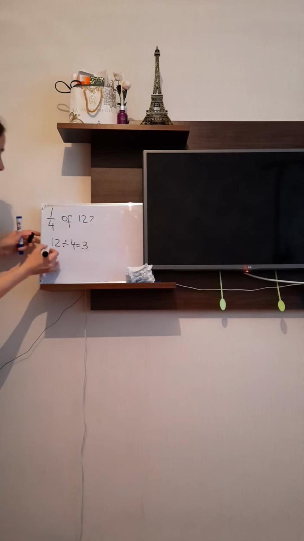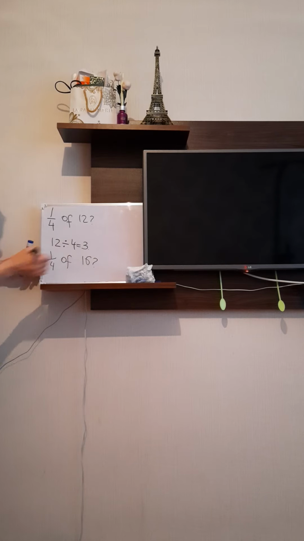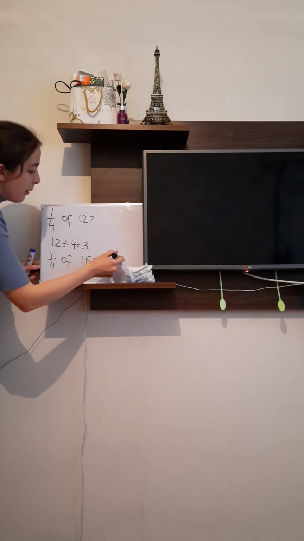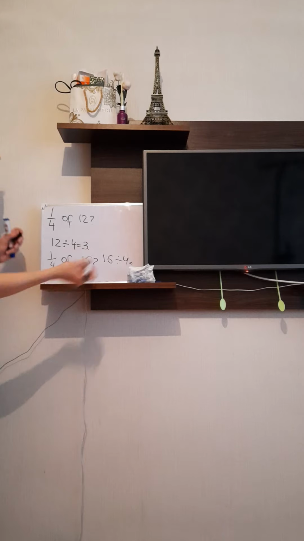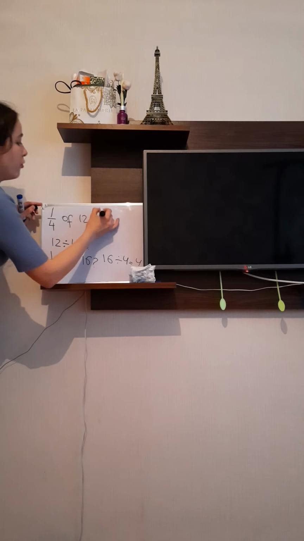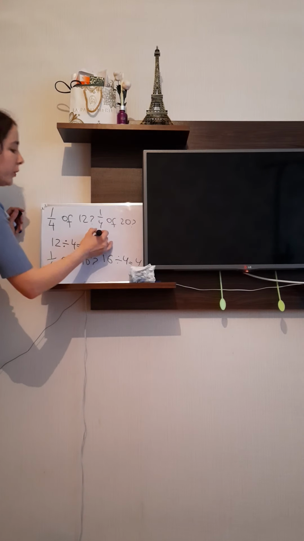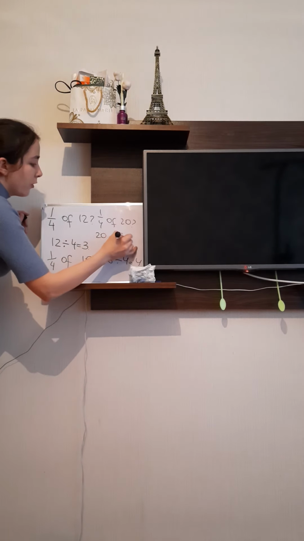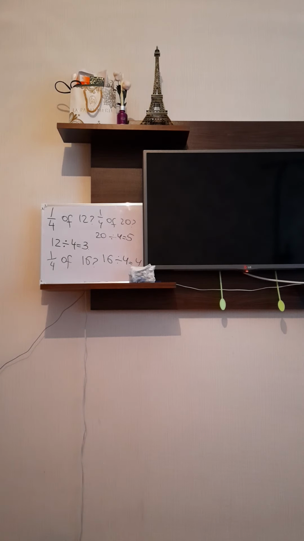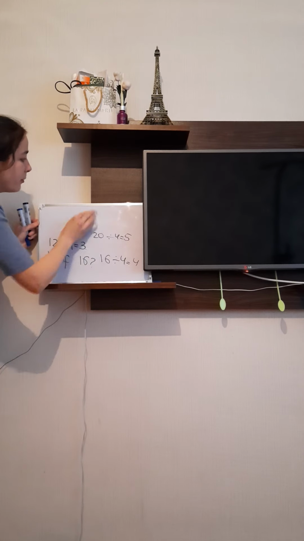How can we find 1 out of 4 part of 16? We will divide 16 by 4. It is going to be 4. How can we find 1 out of 4 of 20? We can divide 20 by 4. It is going to be 5. So, you know already how we can find 1 out of 4 part.